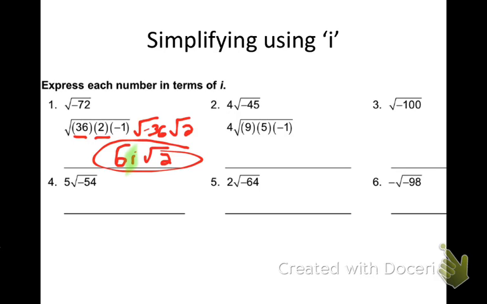Good question. Number 2, I need to break down the square root of negative 45. So again, I need to find a perfect square that goes into 45. The perfect square is 9, and 5. So really this is the square root of negative 9 and the square root of 5. The square root of negative 9 is 3i. So it's 4 times 3i, square root of 5. Does everybody see why there's a 4 times? That 4 was already out front. So now I have to multiply them. 4 times 3i is 12i, square root of 5.